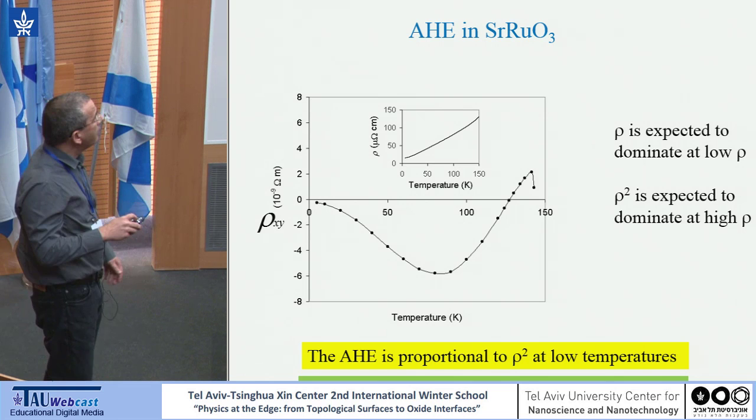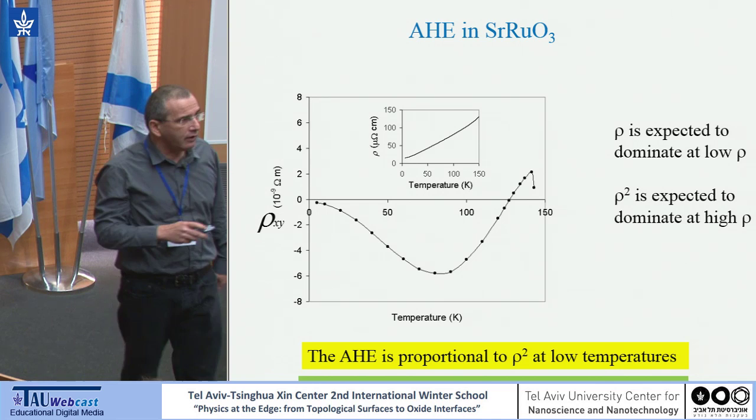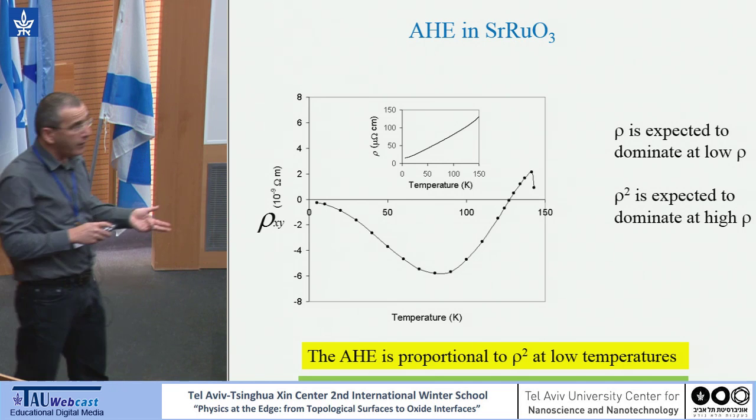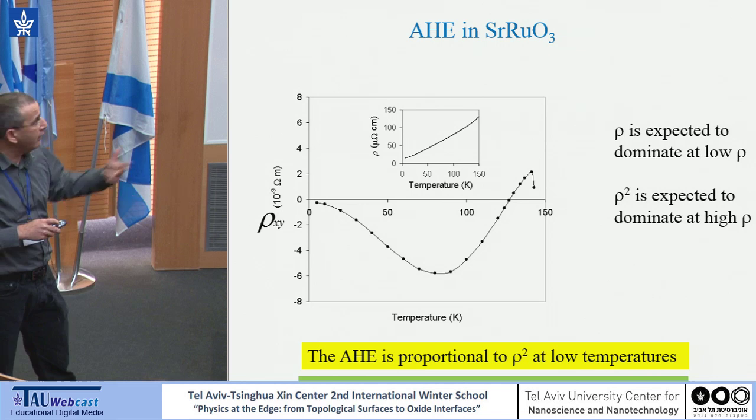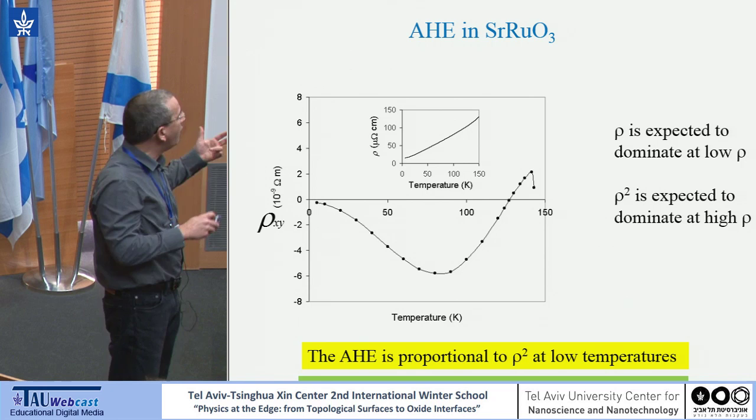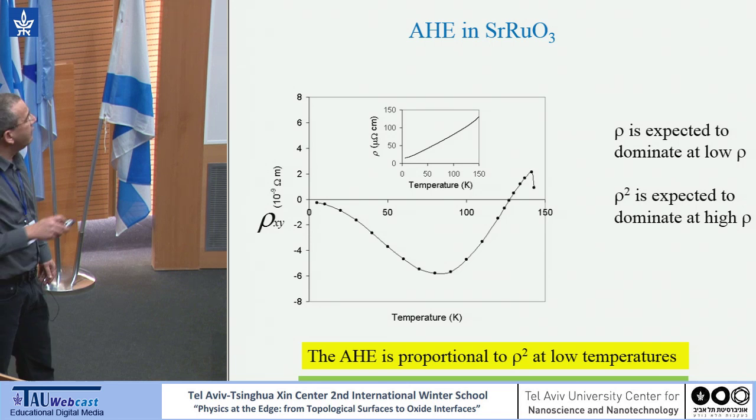The main feature that you see here is that rho xy is non-monotonic, and it also changes sign. Now, you may have such a behavior also with just an extrinsic model, with contributions proportional to rho and rho square. But in this case, you'd expect the rho term to dominate at low resistivities, and the rho square term to dominate at high resistivities. But what we see here is that at low temperature, rho xy is proportional to rho square, and it's still non-monotonic.